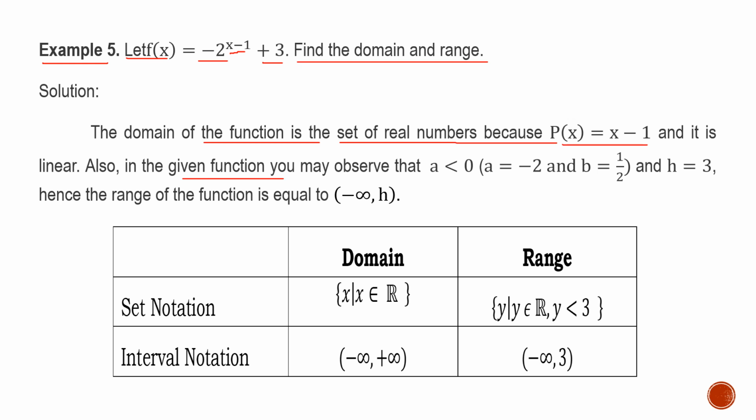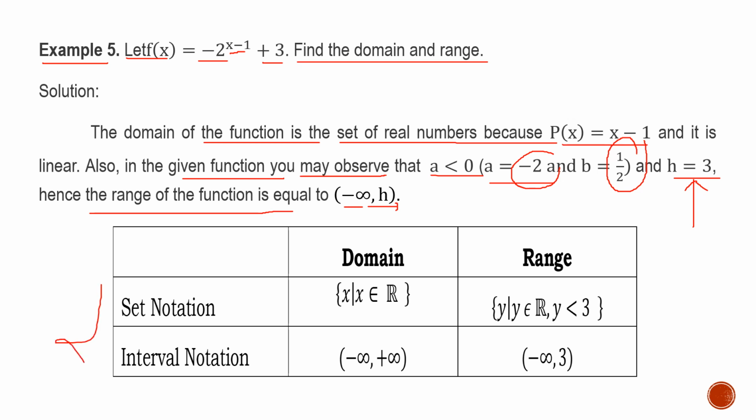Also, in the given function, you may observe that a is less than 0. Your a is negative 2. And your b is equal to 1 half. And your h now is equal to positive 3. Again, the values of your range will always be dependent on the value of your a and your h. That's why, hence, the range of the function is equal to negative infinity up to your h.